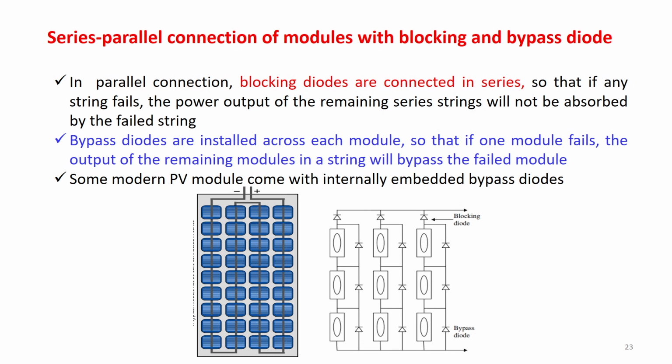In modern PV modules, these diodes are internally embedded. So, that is what a module looks like, these are very smart modules. You can see here the installation of blocking diodes and bypass diodes. These are the cells.